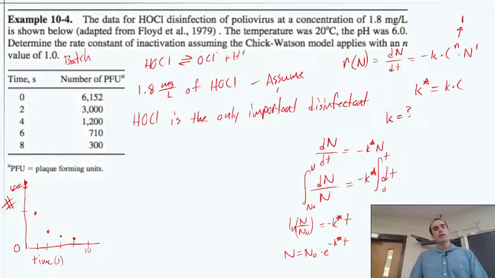Okay, so in that case, we could look at the math in terms of a batch system, and we could look at what the data actually looks like.